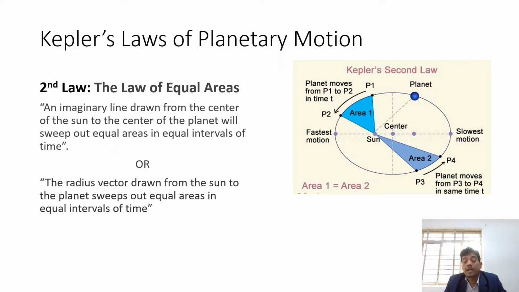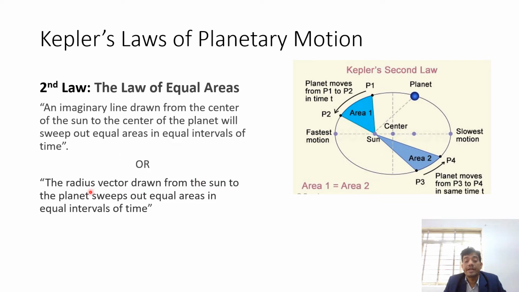You see, when the planet revolves around the sun in an elliptical orbit, suppose the time taken from P1 to P2 is the same as the time taken from P3 to P4. For example, suppose from P1 to P2 it takes 100 days, and from P3 to P4 it is the same 100 days. Then the area swept out by its radius vector, this area A1 I have marked and this area A2, they must be equal, right?